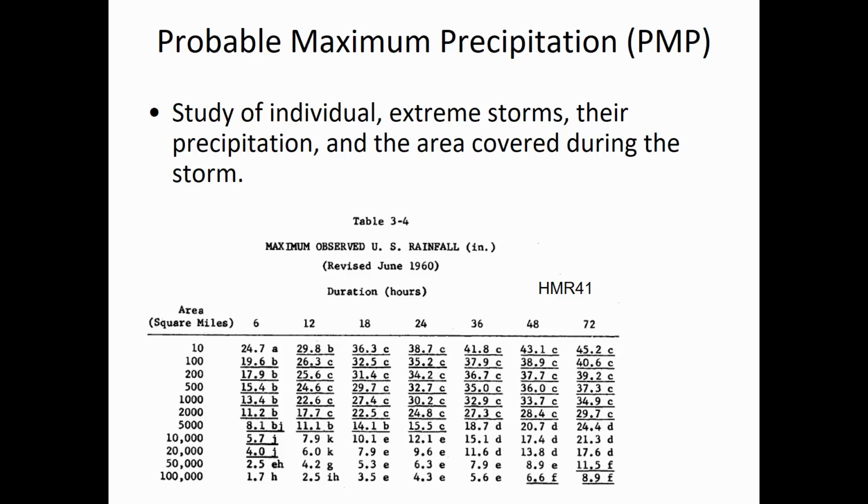Why do you suppose, if you're talking about a larger area, so instead of 10 miles, 1,000 square miles, why is the amount lower?